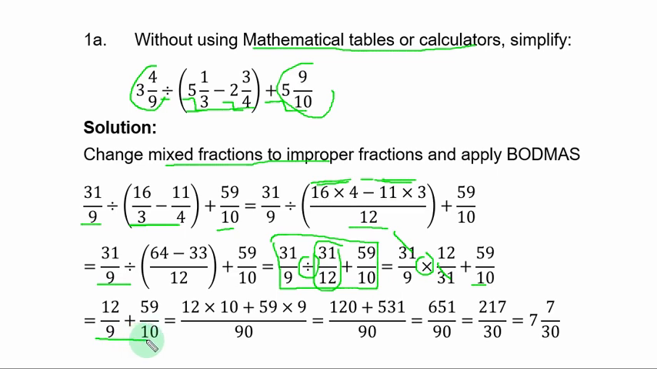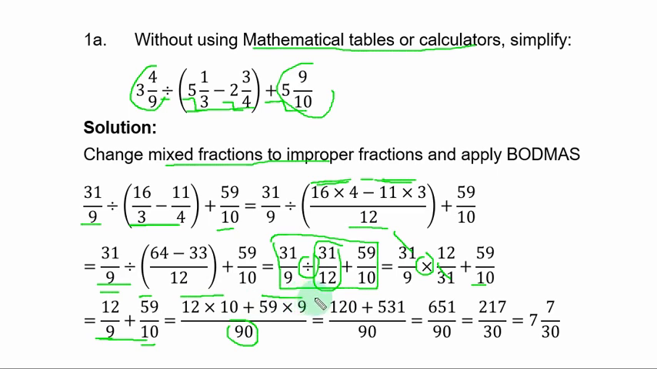59/10. The next operation is addition, and you find the LCM of 9 and 10, and that is 90. Divide 90 by 9, you have 10. 10 times 12, you have it in this form, plus you divide 90 by 10, you have 9. 9 times 59, you have it in this form.